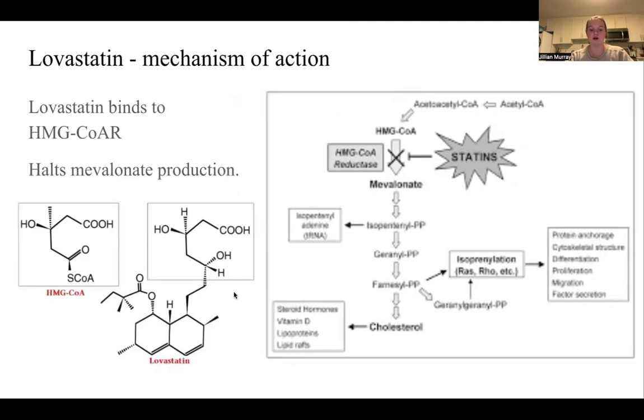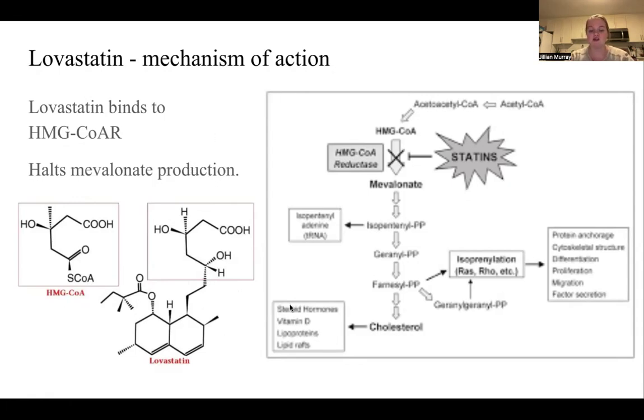How this works is lovastatin in its active form binds to the active site of HMG coenzyme A reductase in a similar way as the actual molecule does. We can see that this is the molecule, and here is lovastatin being bound to it through this hydrogen bond. So it binds in the same way that the normal molecule would bind, except it's going to block the active site and shut it down completely. So we're not going to get any mevalonate production.